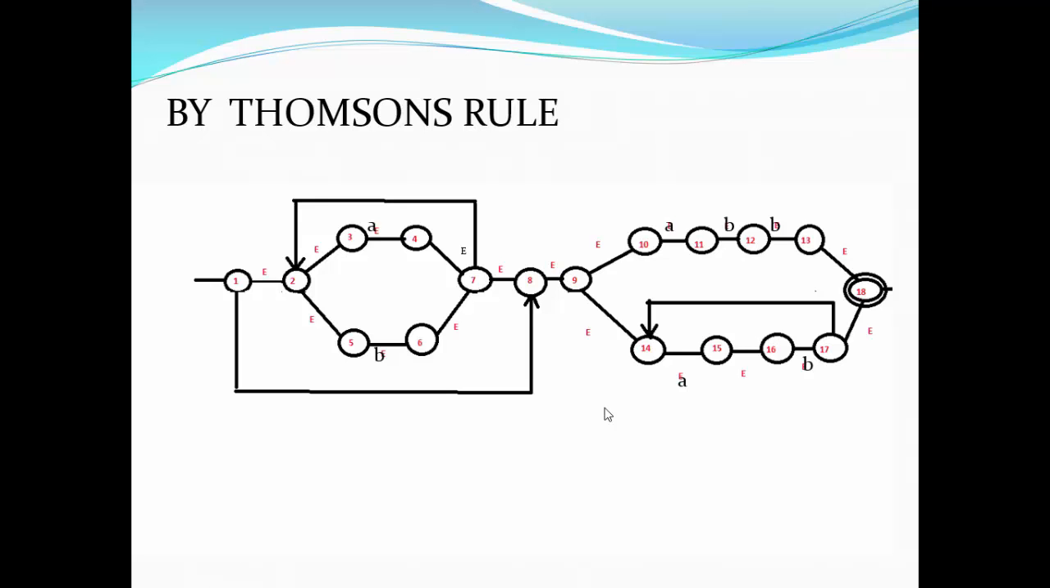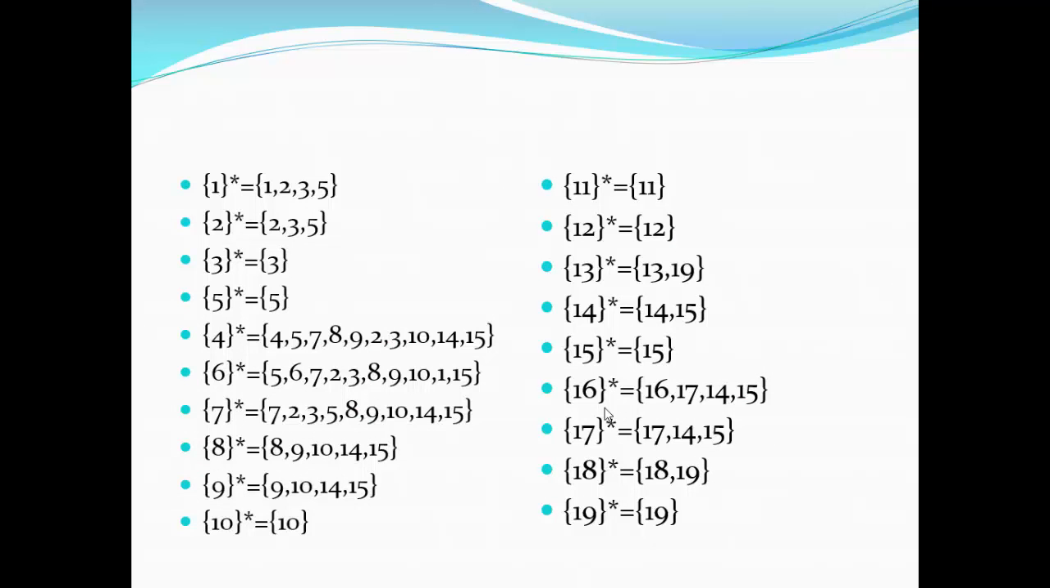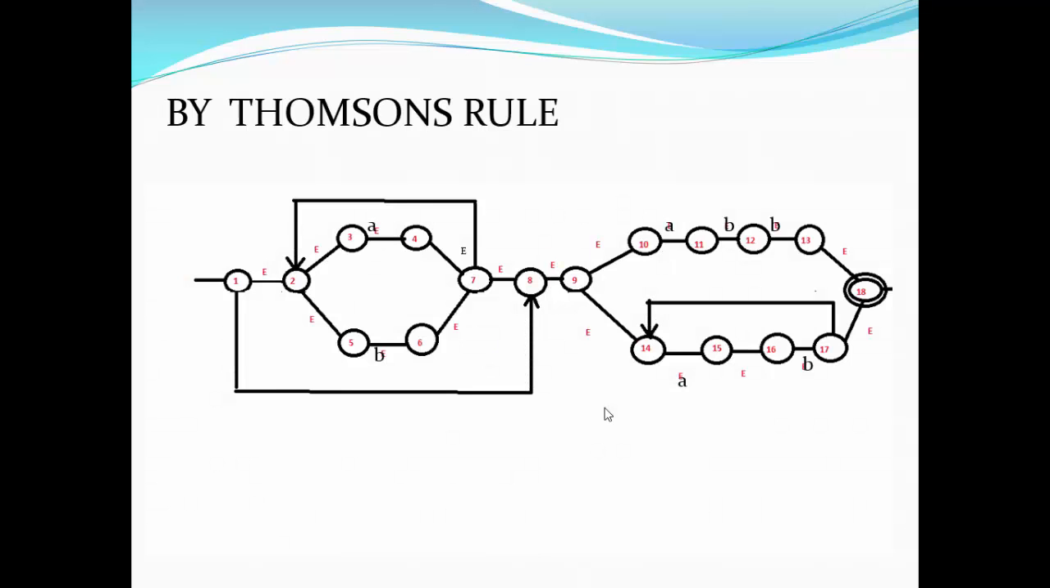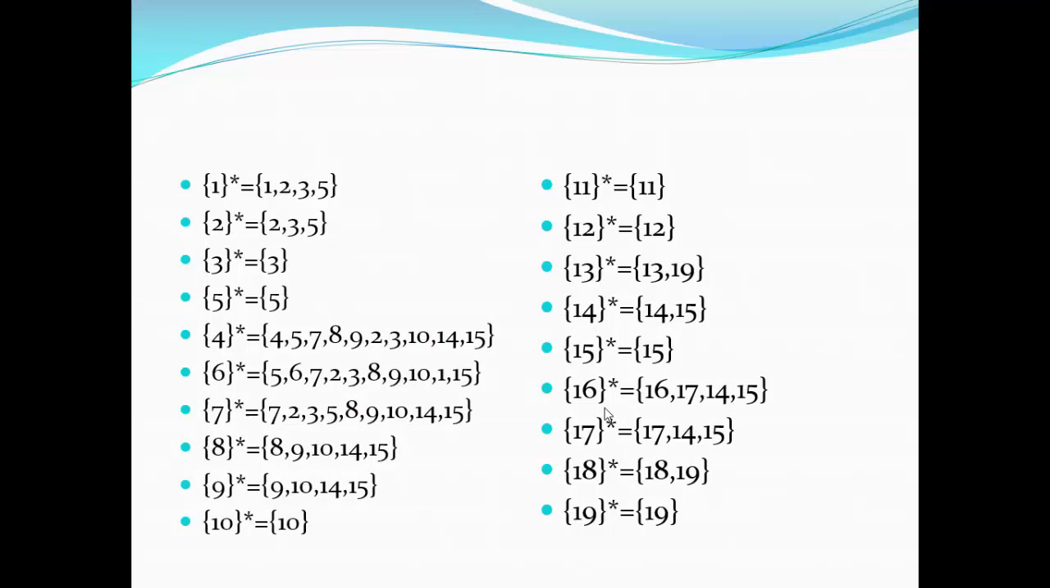Now for 10, there is no epsilon, so we can't go further, and it is connected to only 10. Now 11 is also connected to B, so there is no epsilon, and we will write it as 11. The same goes for 12, 14 and 16; for them we will write the same.